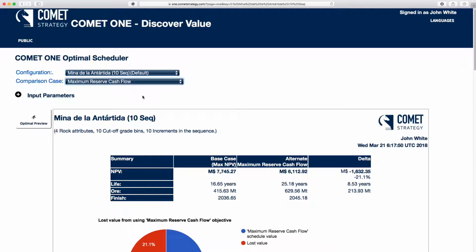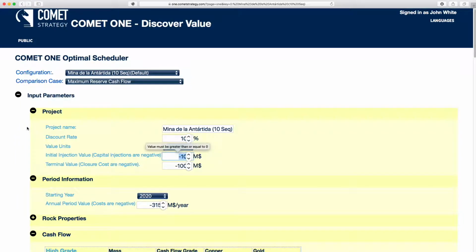by changing the cutoff grade a little bit, you can add a little bit more reserve that makes you another dollar. You'd expect then that we wouldn't go right down to the very lowest grade material, but we'll stop at the point where the economics mean that you don't actually make any more money for the extra ore that you're processing and mining. So that's what we've got here. You can see that this has already gone away and calculated the difference between these two objectives. You can have a look at the input parameters at your leisure.